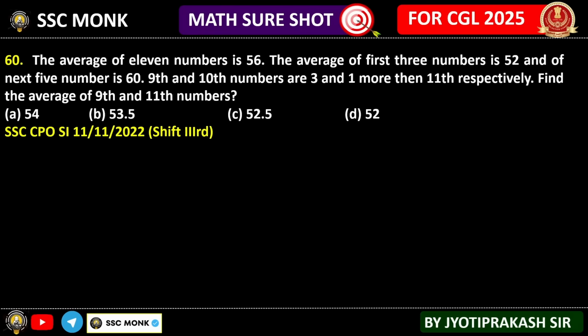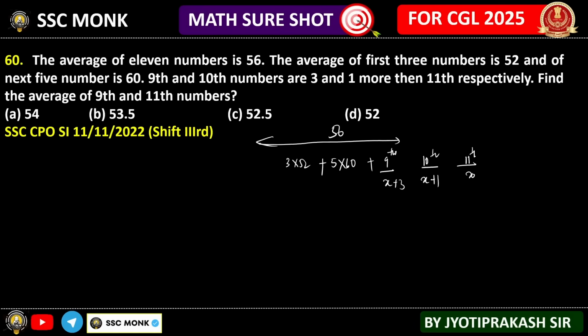Clear? Next, the average of 11 numbers is 56. The average of the first 3 numbers is 52. The next 5 numbers average 60. The 9th and 10th numbers are 3 and 1 more than the 11th respectively. The average of the 9th and 11th number is what? So if the 11th number is x, the 10th number is x plus 1, and the 9th number is x plus 3.